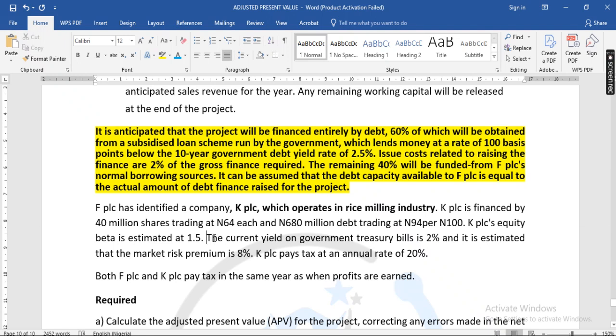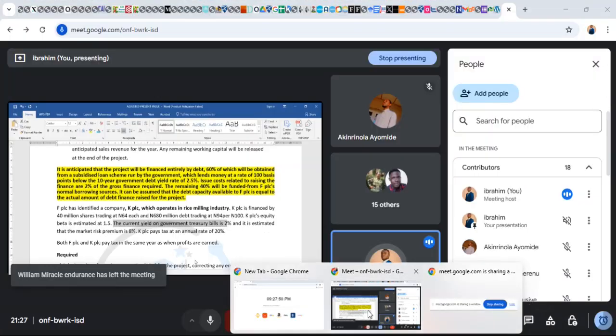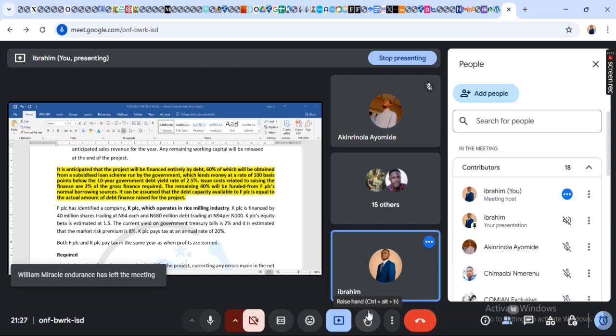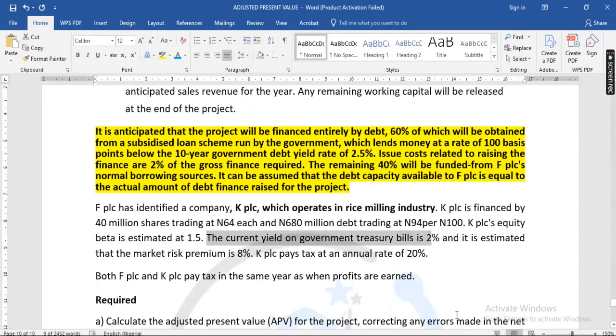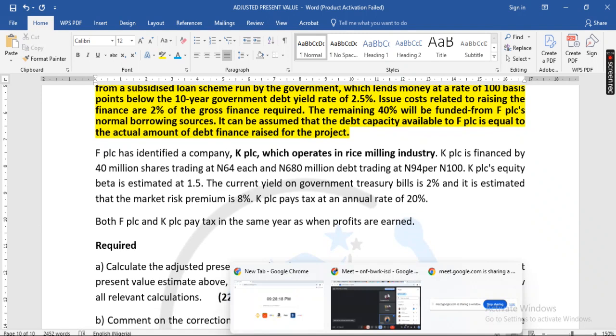The current yield on government treasury bill is 2%. Class, what is treasury bill? Is it risk-free? Okay, risk-free government security. Thank you. And it is estimated that the market risk premium is 8%. KPLC pays tax at an annual rate of 20%. Both FPLC and KPLC pay tax in the same year as when profits are earned. Required: determine the adjusted present value.